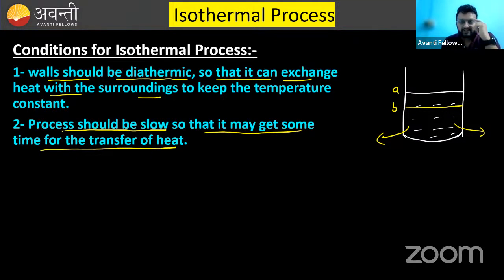So these are the two necessary conditions for the isothermal process. What are the two conditions? First, walls should be conducting, that is, diathermic. And second, the process should be slow. Next. Till then, if you have any doubt, you can ask.